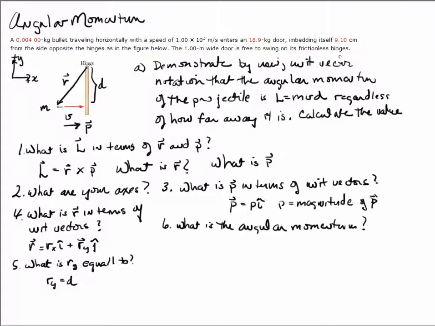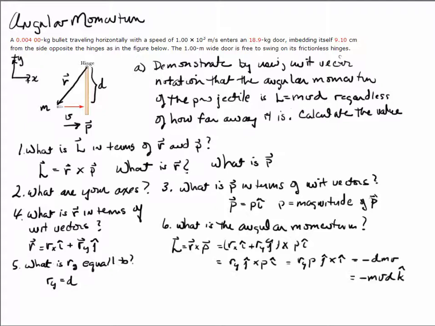What is the angular momentum? Okay, write it down in terms of vector notation. Of course, L is equal to R cross P, and I'm going to write down that R is Rx i hat plus Ry j hat, quantity crossed into P i hat. And of course, the i hat cross i hat goes away. You're left with Ry j hat cross P i hat, and that comes out to be minus dmv, which can be arranged to be minus mvd k hat.